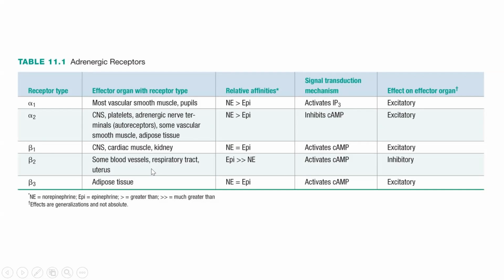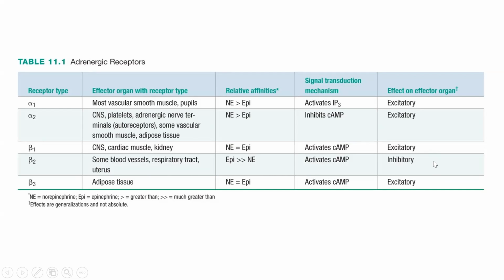Beta 2 is found on most of our blood vessels. It's also found in the lungs. It has a higher affinity for epinephrine than norepinephrine. It's going to also activate its second messenger, which is cyclic AMP in this instance. But although it's activating its second messenger, this is bringing about an inhibitory response on the tissues. So don't confuse the effect on the second messenger with the effect on the tissues, okay?